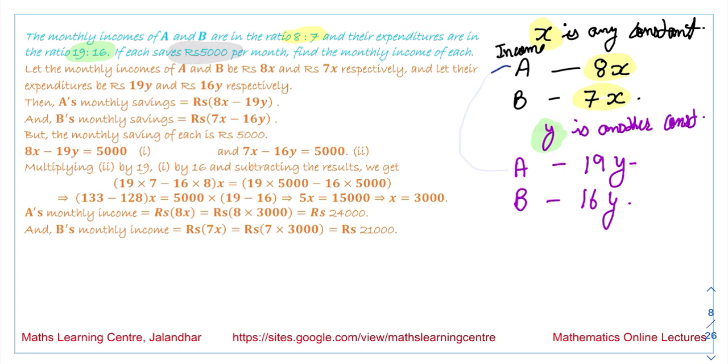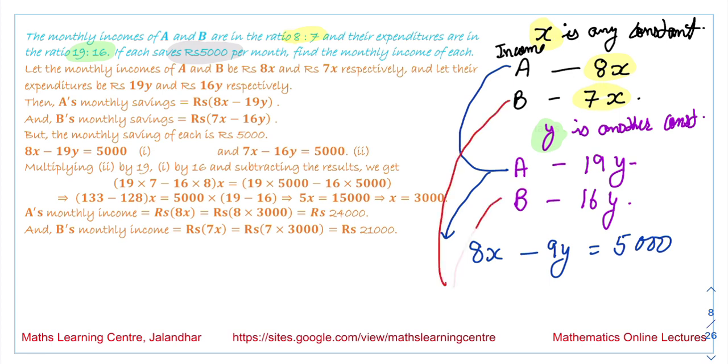So what is the saving for A? Saving for A means whatever the income is minus whatever the expenditure is, that is equal to the amount he has saved. For B, the income is 7x, the expenditure is 16y, and the amount he has saved is 5,000. So we have these two equations with us.